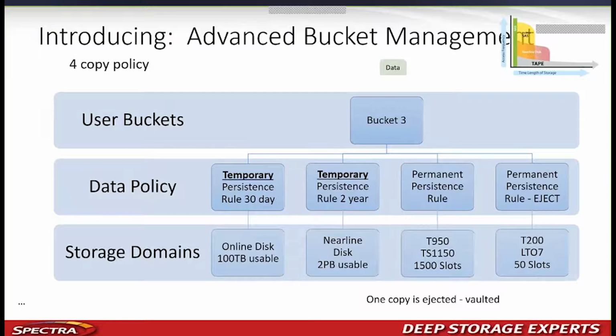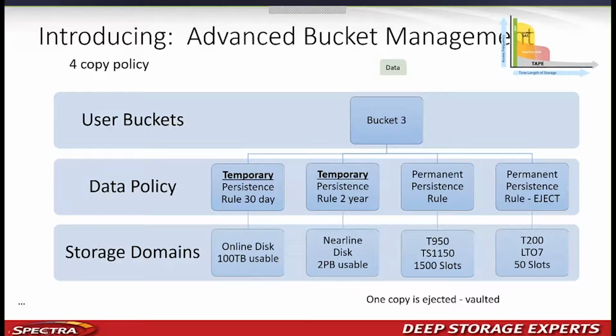So how does BlackPearl work when data comes in? When data comes in, it comes into what we call a bucket. A bucket is a top-level container, so you can think of it as a folder. But the most important thing about a bucket is you can set different data policies on it. In this example, we have a bucket that has a data policy with 4 rules, because we want to put the data in 4 different places.